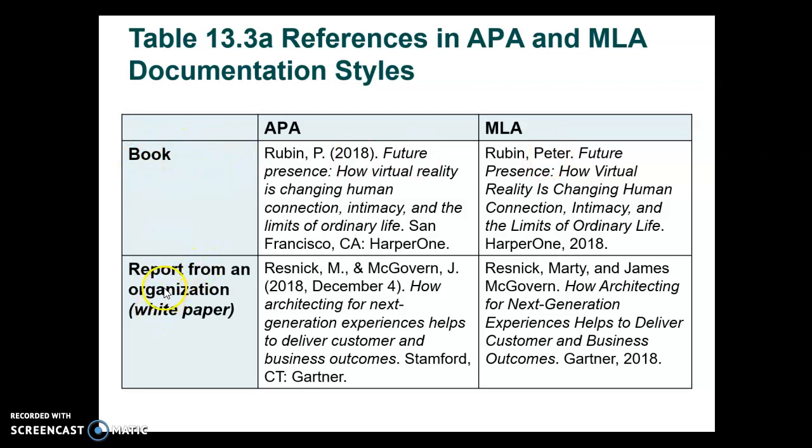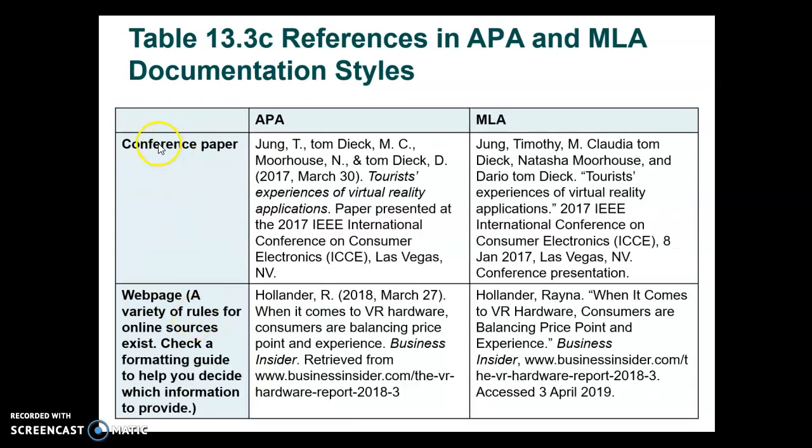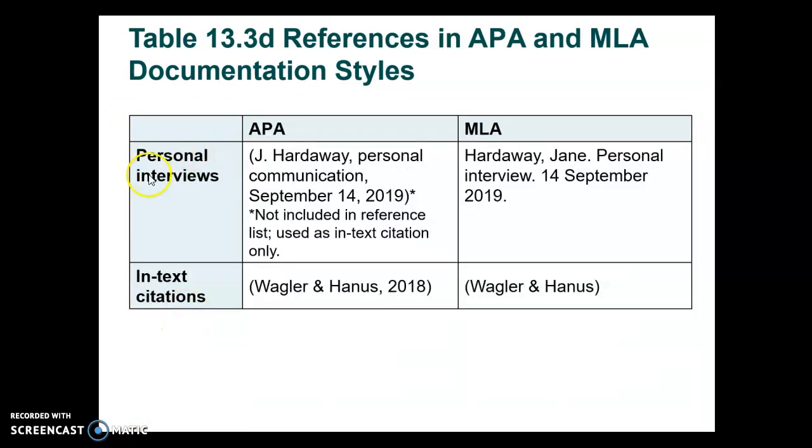Now, the rest of the way, it gives you different source types, and this will be very helpful for you as you craft reports for the different reasons that you may need to craft them for. It talks about if you reference a book, a report, a scholarly journal article, magazine, or other periodical, a conference paper, a web page, a personal interview that you conduct yourself. And then at the very end, it talks about how to cite these in text or in the body of your report. And so here is an example of a reference that has two authors.